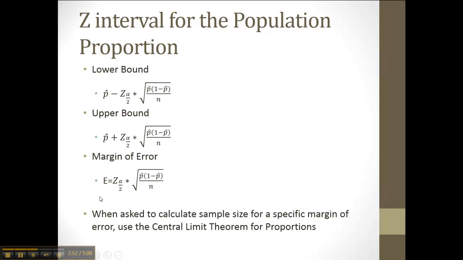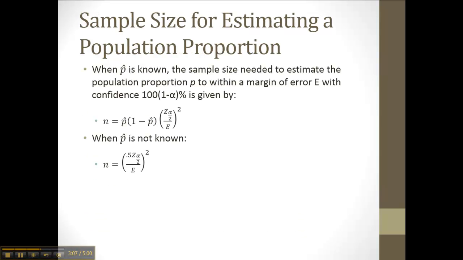And when there are problems that ask us to find the sample size for a given margin of error, we're going to use the central limit theorem for proportions, and I will remind you what that is when we come to an example. So when we know p hat, the sample size needed to estimate the margin of error is here, but that doesn't make sense because you have the margin of error here. So that's why we need to use the central limit theorem. But when we don't know p hat, this makes it a little easier.